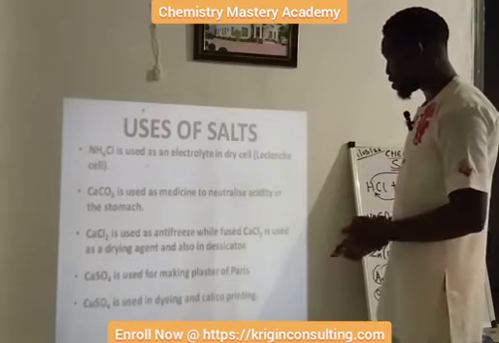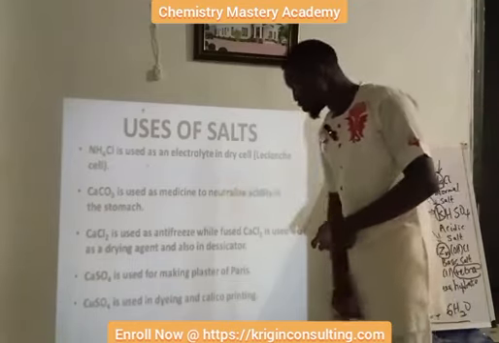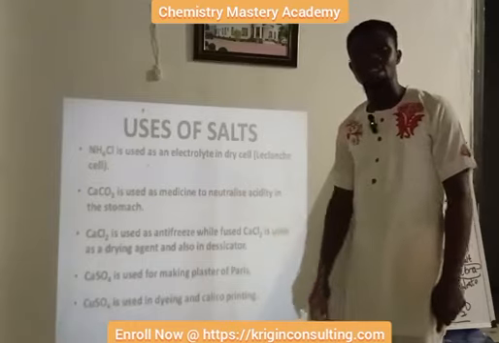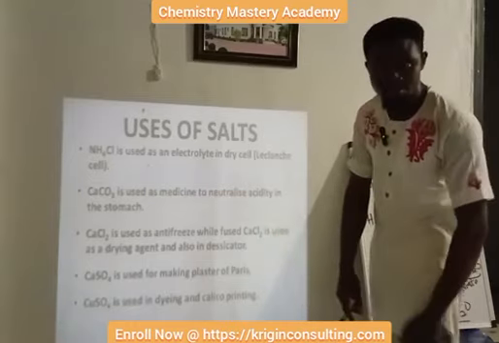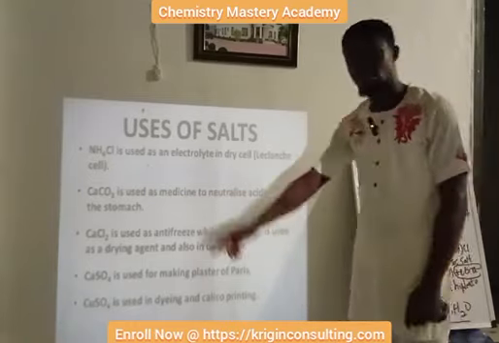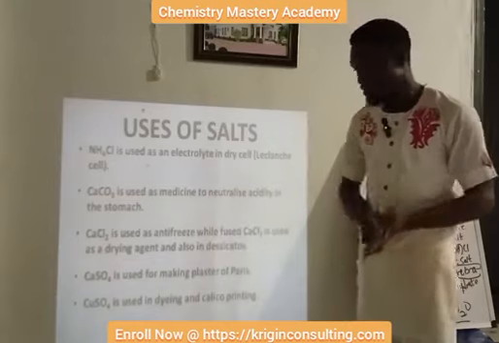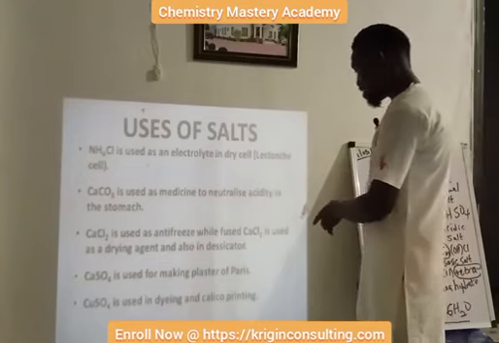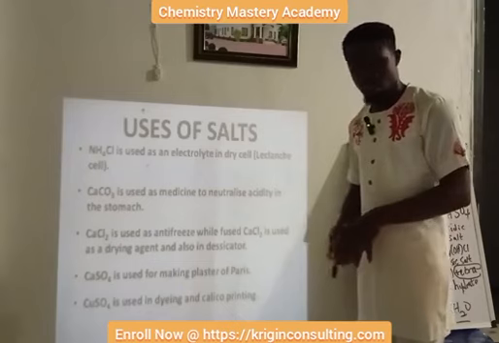Then we have calcium sulfate hexahydrate, used for making plaster of Paris. What is plaster of Paris? Your POP. So it's calcium sulfate that they use to make your POP. Then we have copper sulfate, which is used in dyeing and calico printing. All right.